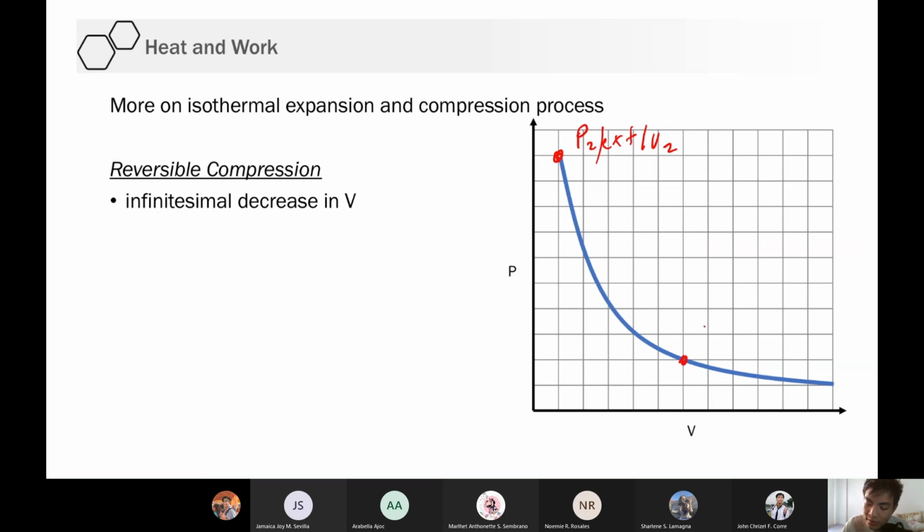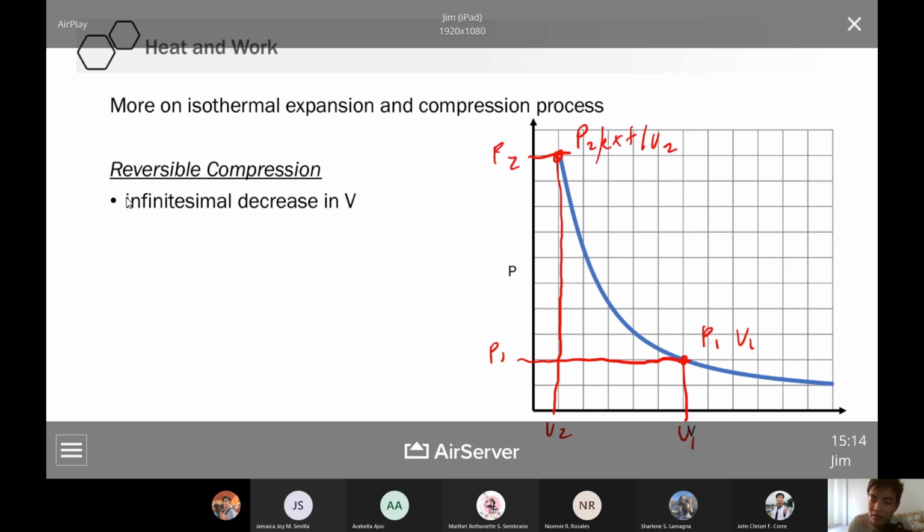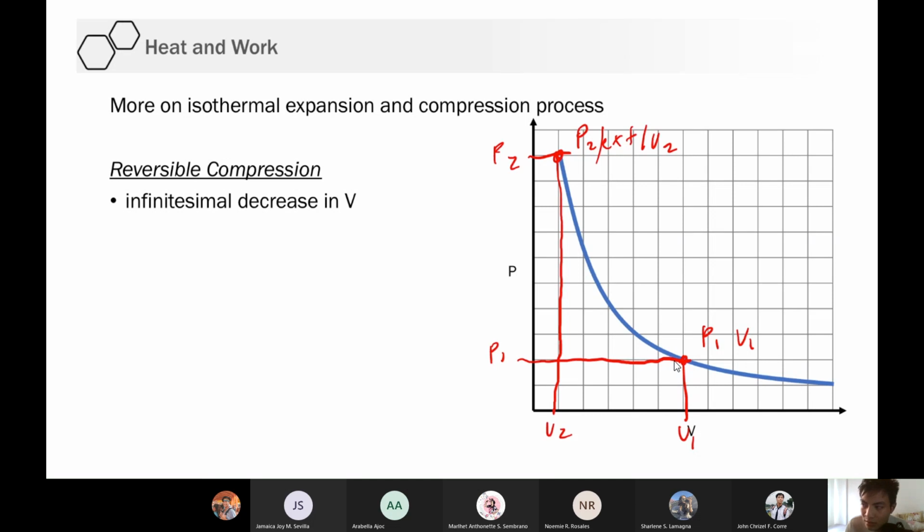Pag reversible, again, dahan-dahan, slow lang. Okay, slow lang, dahan-dahan lang. So this is P2, P1, V2, V1. So kapag dahan-dahan lang, lahat yan madadaanan niya. No? So infinitesimal decrease. So from here, dahan-dahan siya aakyat papunta doon. So lahat ng area na to madadaanan niya. So slowly but surely. Okay?